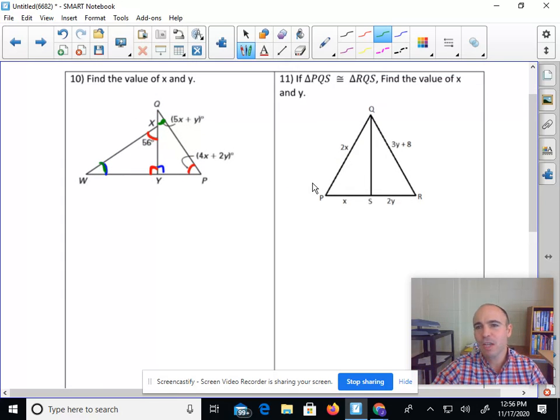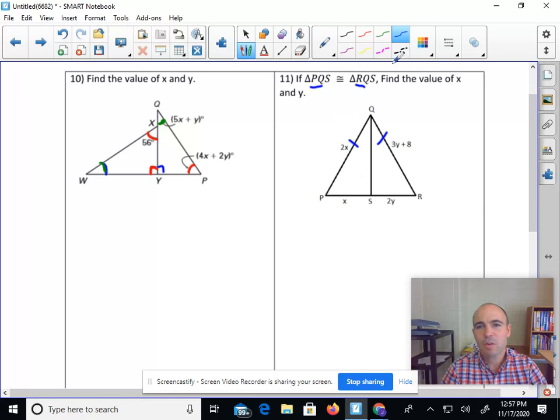Number 11. Okay, find the value of x and y. Okay, they give us some information though, right? They tell us these triangles are congruent. That right there gives us a ton of information. Specifically, PQS is congruent to RQS. What that means, PQ has to be the same as RQ. Boom, we got an equation, ladies and gentlemen, right?